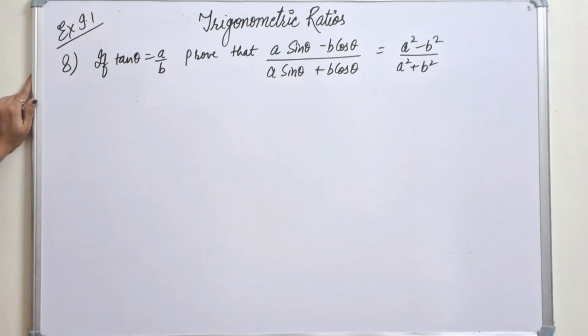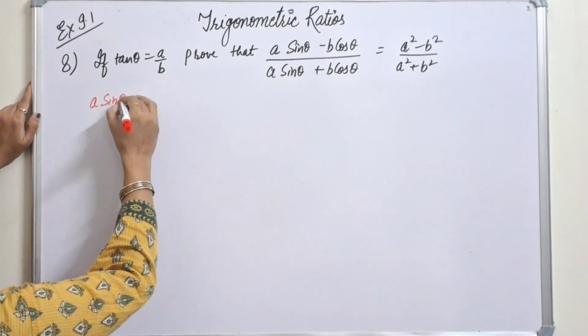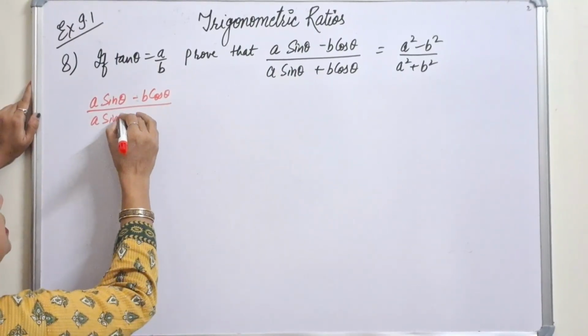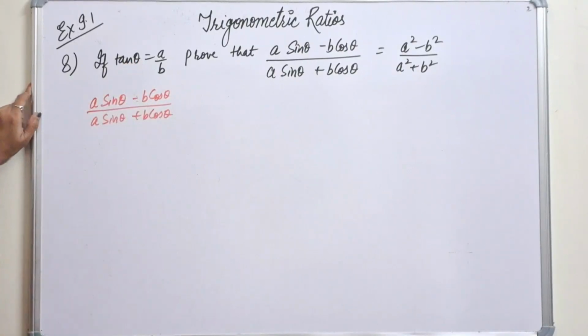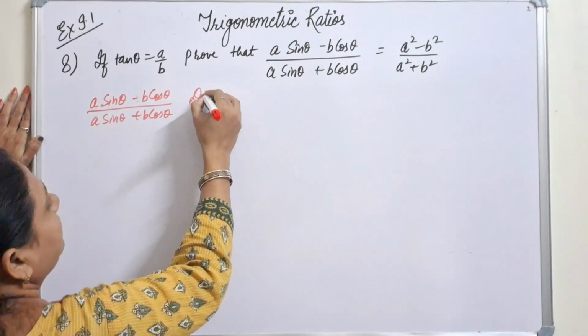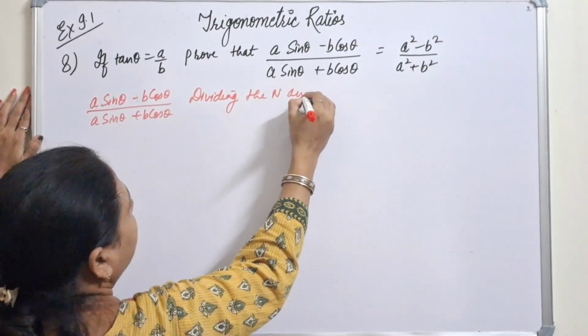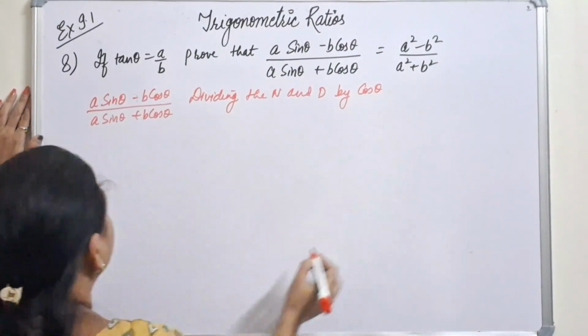Next question, again same type of question. So a sin theta minus b cos theta upon a sin theta plus b cos theta. You have been given tan theta, that is sin theta upon cos theta. So you will be dividing the numerator and the denominator by cos theta.